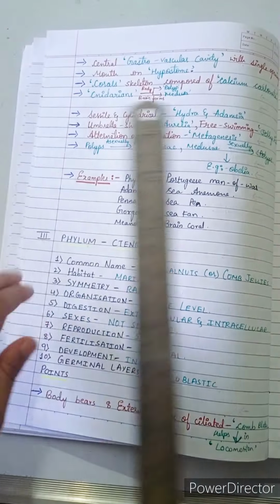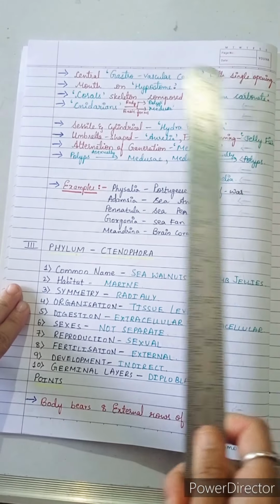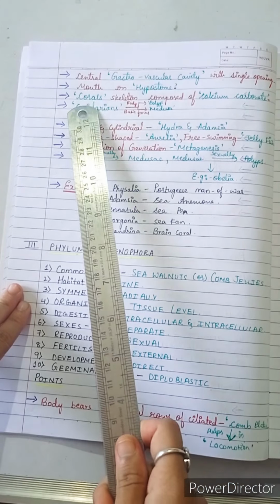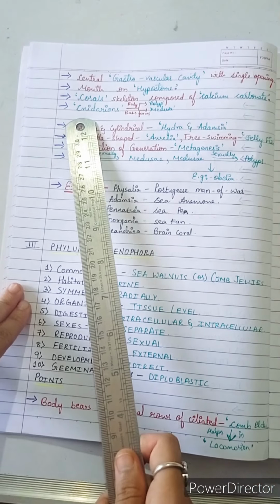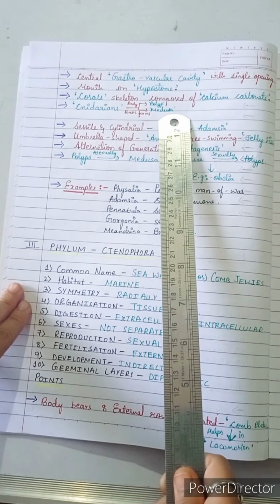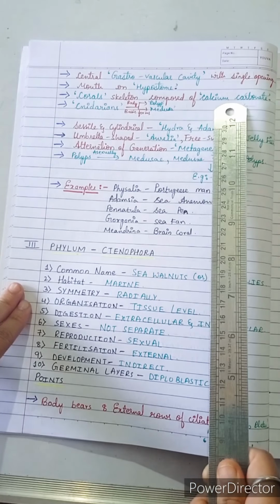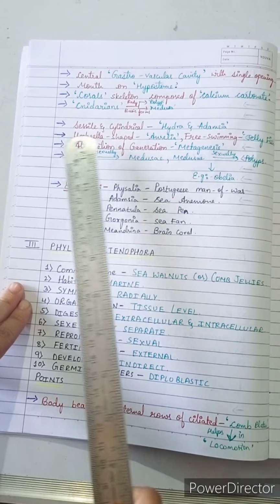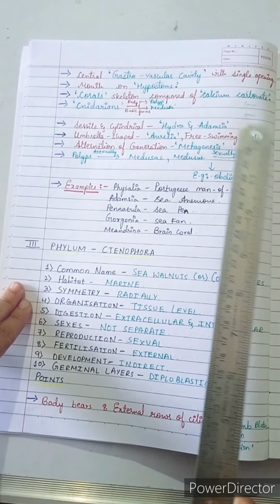We'll see the next point, that is, these have a central gastrovascular cavity with a single opening, the mouth, on the hypostome. Corals are those in which the skeleton is composed of calcium carbonate. Cnidarians have two body forms, that is polyp and medusa. The polyp is sessile and cylindrical, like Hydra and Adamsia. The medusa is umbrella shaped, like Aurelia, the free living jellyfish.